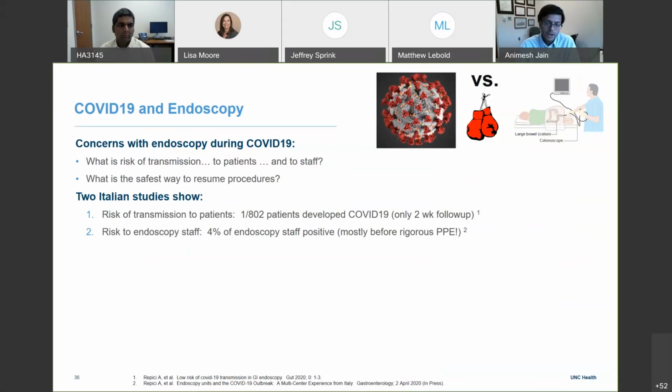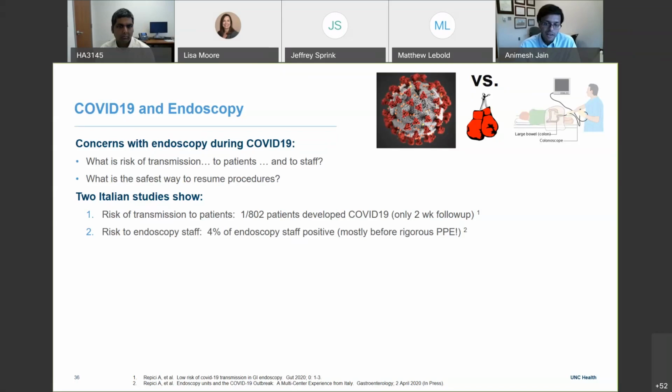So there are 2 Italian studies, and I think the Italian studies have come out because they were hit really hard in February when we were still pretty naive and glib about this virus. So they were a little bit ahead of us. And there are 2 studies I'll highlight. The first one was 800 patients who they tracked for 2 weeks after endoscopic procedures and found 1 patient developed COVID-19. So risk of transmission to patients seems to be very, very low. And this was early on when they had high rates of virus and low PPE availability. Note that there was only 2 weeks of follow-up.